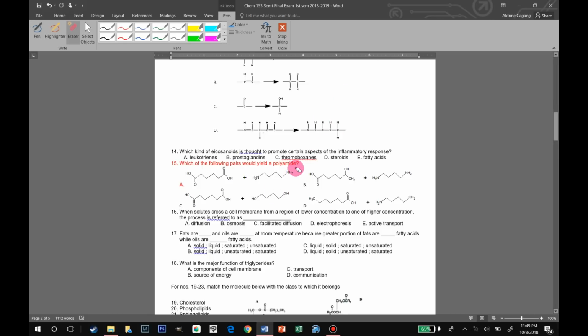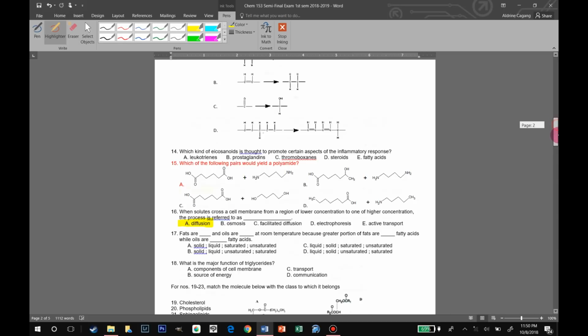Number 16, when solutes cross a cell membrane from a region of lower concentration to one of higher concentration, the process is referred to as... Should be able to answer this one. This is basically the definition of your diffusion.